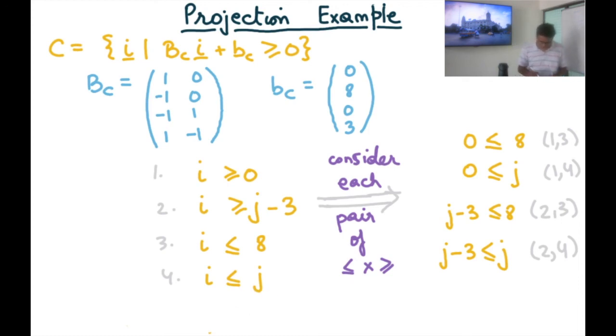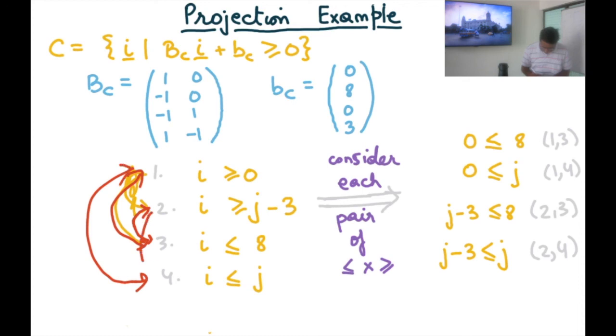Alright, so for example, I consider pair 1 and 2, and from there I'm going to get an equation which says j minus 3 is greater than or equal... not 1 and 2. I'm going to look at all the pairs which have L on one side and U on the other side. So I'm going to consider pair 1 and 3, pair 2 and 3, then pair 1 and 4 and pair 2 and 4.